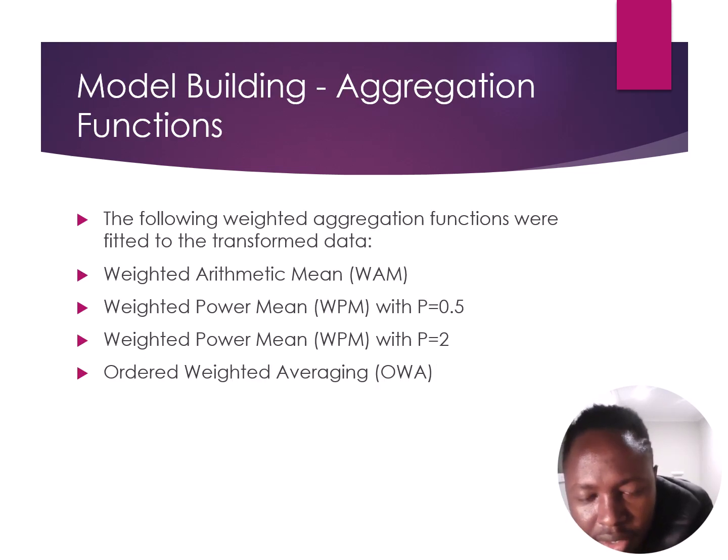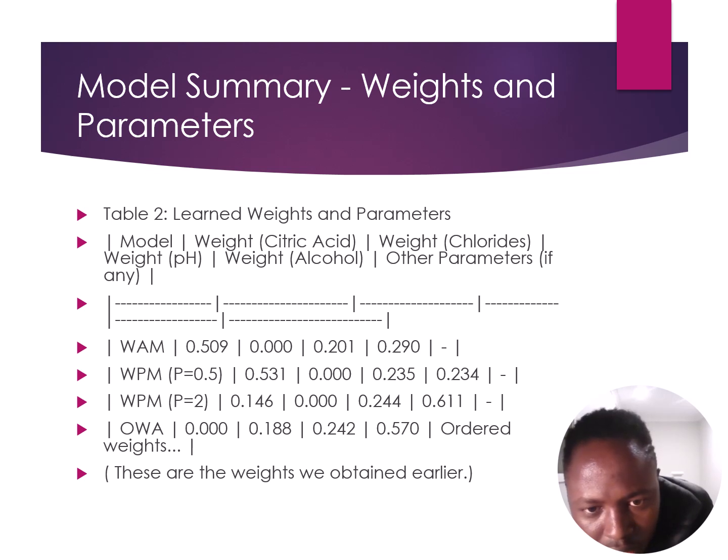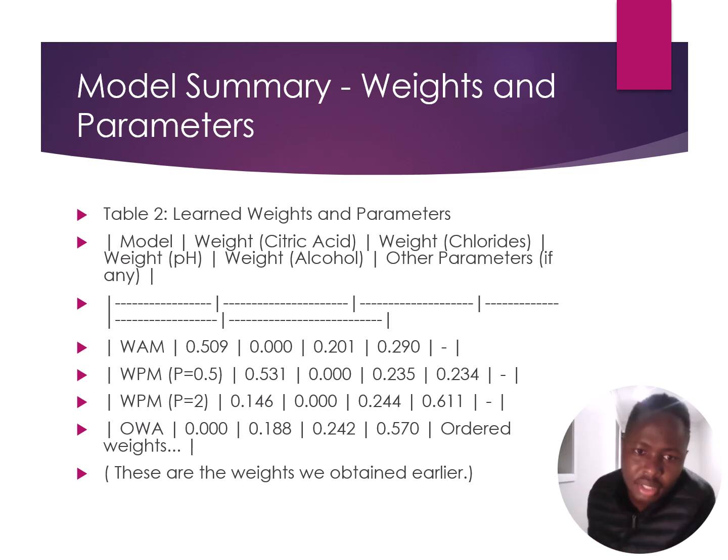The model building aggregation function. The following weighted aggregation functions were fitted to the mode transform data. So what I did, we were supposed to find the weighted arithmetic mean, which is WAM, the weighted power mean, WPM, with a power of 0.5, the weighted power mean, WPM, with a power of 2, and the ordered weighted averaging, OWA. And so the model summary weights and parameters.